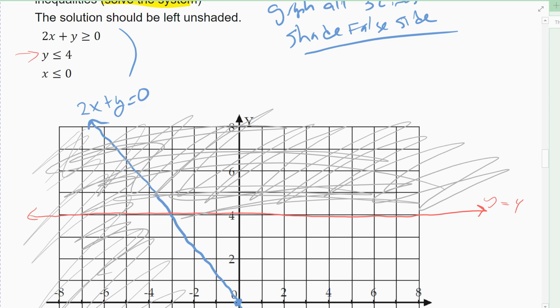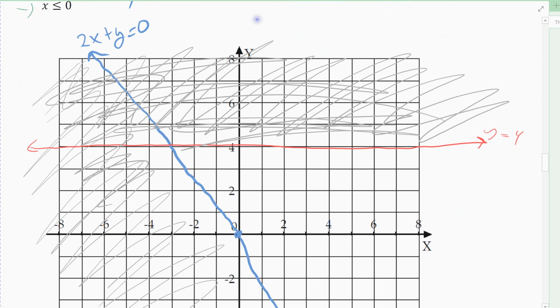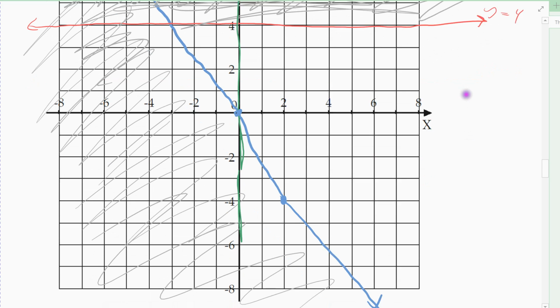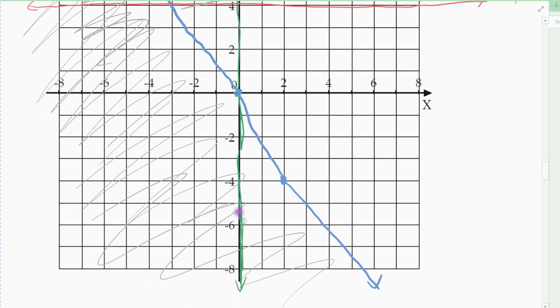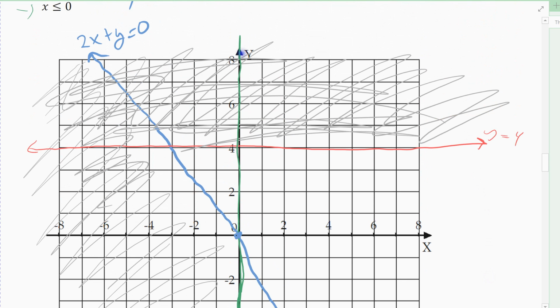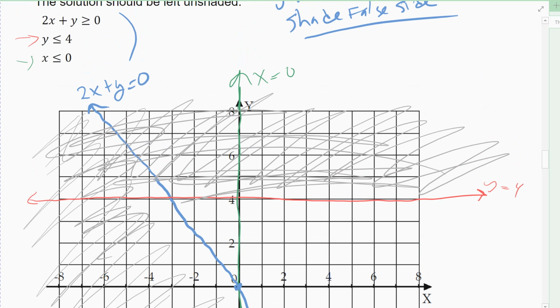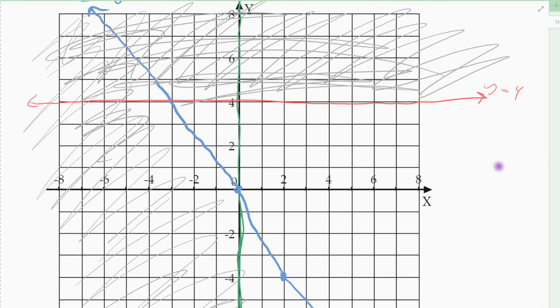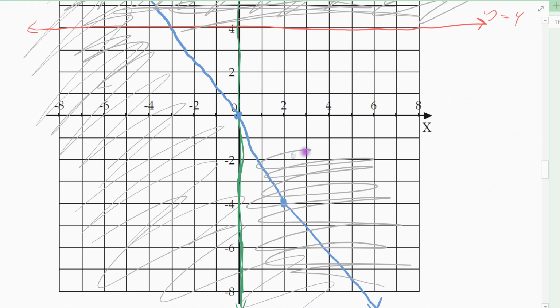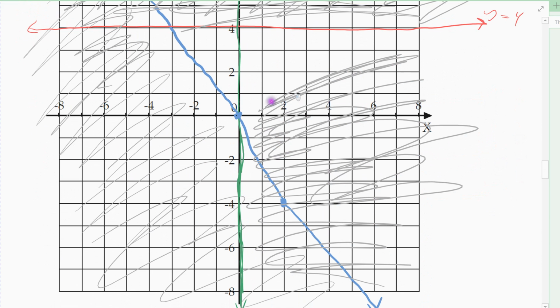Then the last one I'm going to do in green, which was x equals 0, which remember is the y-axis here. I'll try to make it green. That was my x equals 0. Remember, we shaded the positive side: I want to keep the negative, so I shade the positive. So we shade in the side to the right of the green one. That's what I'm shading. It's putting the three graphs that I did before all together in one system.